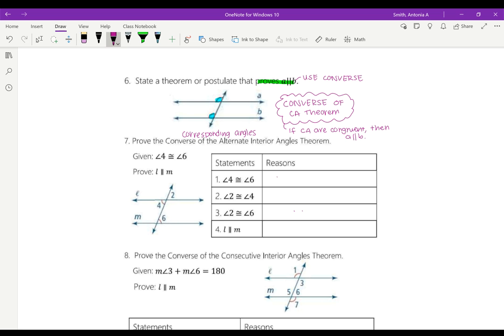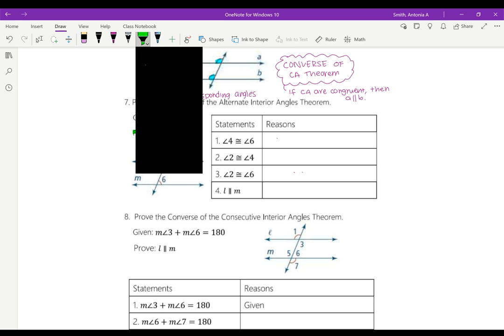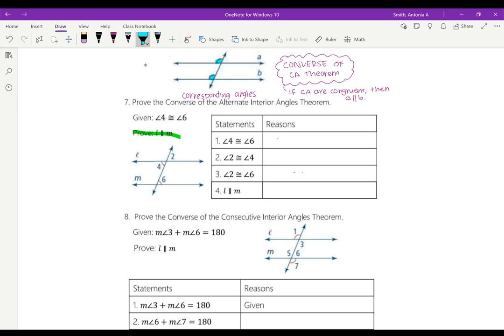Okay. Let's do an actual proof now. So number 7, it says prove the converse of the alternate interior angles theorem. So if we're proving a converse, that means we're proving that lines are parallel, right? We want to prove that these two lines are parallel, and they are giving us the information that angles 4 and 6 are congruent. Well, angles 4 and 6, we know, are alternate interior angles. So we're going to use that to help us prove this.